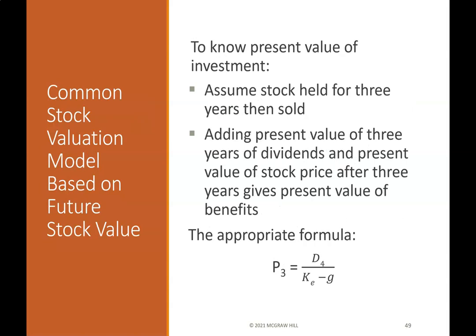Common stock valuation model based on future stock value. To know the present value of an investment, assume the stock is held for 3 years then sold. Adding the present value of 3 years of dividends and the present value of the stock price after 3 years gives the present value of benefits. The appropriate formula is P equals D divided by K minus G.